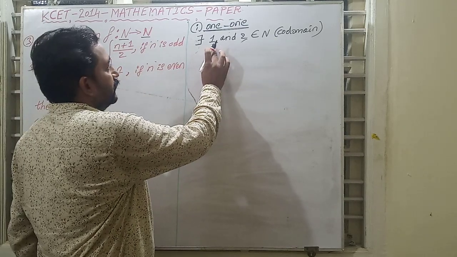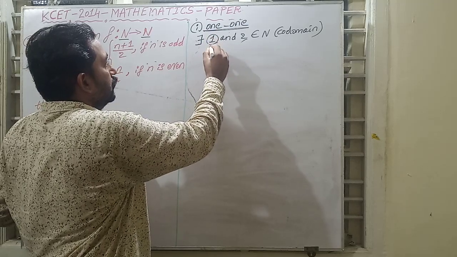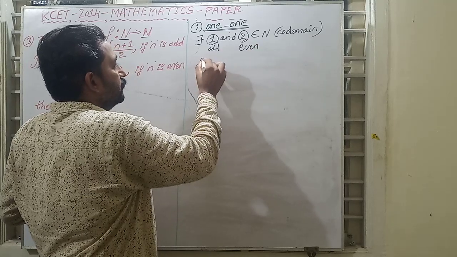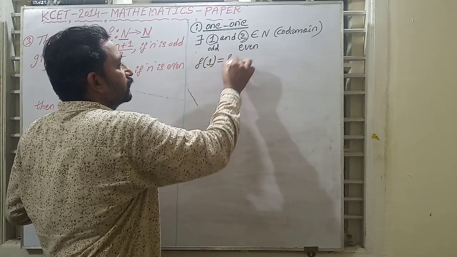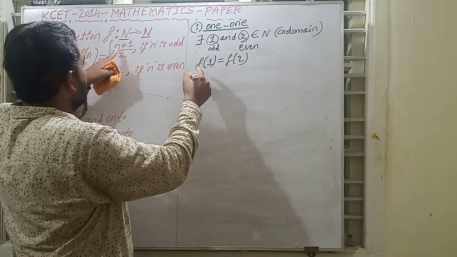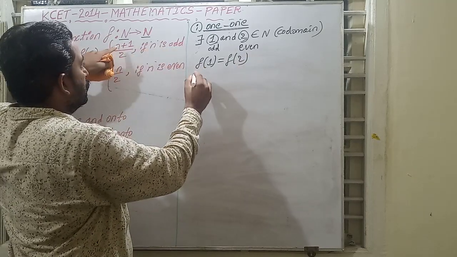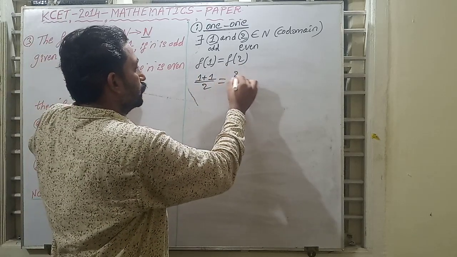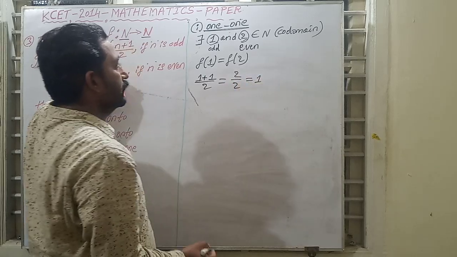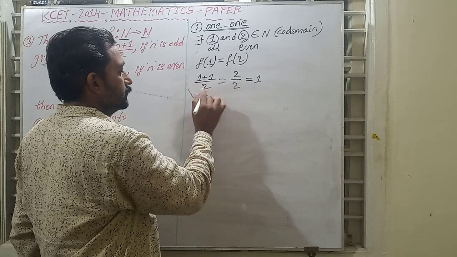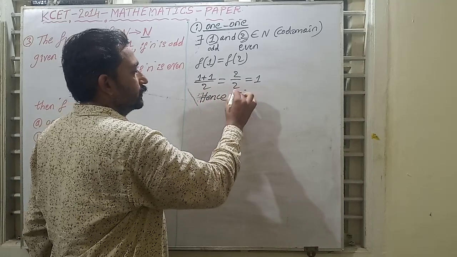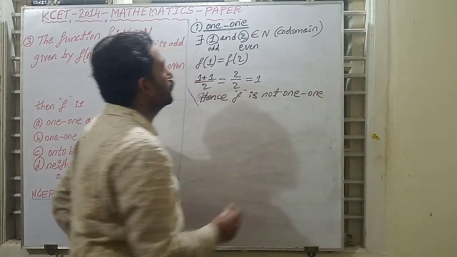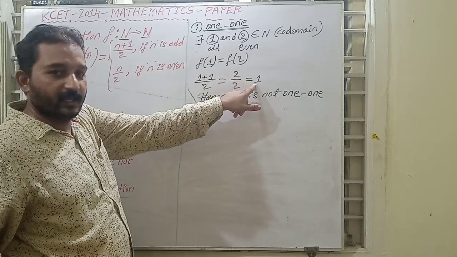First we take 1, which is odd. N is odd, so this is an odd number, and this is an even number. So f of 1 equals f of 2. f of 1 is 1 plus 1 by 2 since 1 is odd, and f of 2 is 2 by 2 since 2 is even. So both are equal to 1. Hence f is not one-one, because two different input values have the same image 1.